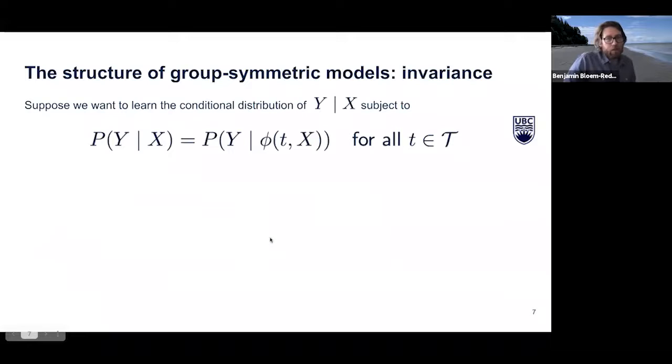Okay, so to start, we're gonna focus on what the structure of invariant models can look like. I'm a statistician. I have a background in Bayesian statistics, so I speak primarily in terms of probability distributions. We can say basically equivalent things in terms of functions, and I'll do that in a minute.